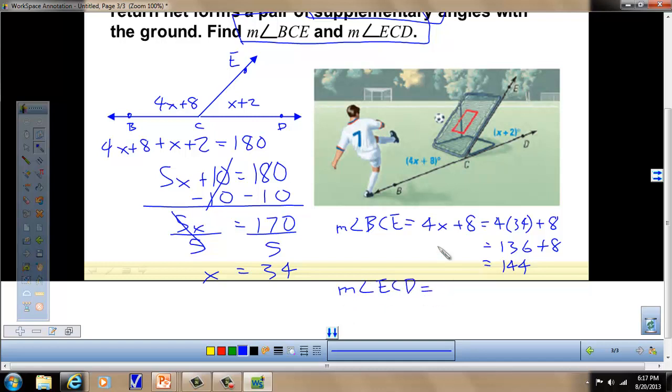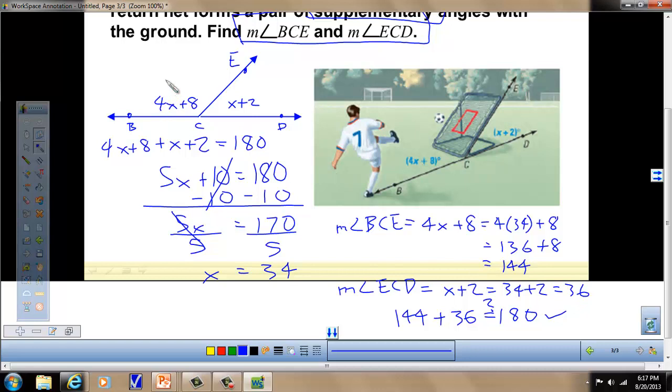So for ECD, we know that's x plus 2. So x plus 2 is the same as 34 plus 2, which is 36. Now you want to do a quick check just to make sure. I want to see if 144 plus 36 is equal to 180. And if we look at that carefully, we know that that's equal. Therefore, we've done it right. We know we're good there.